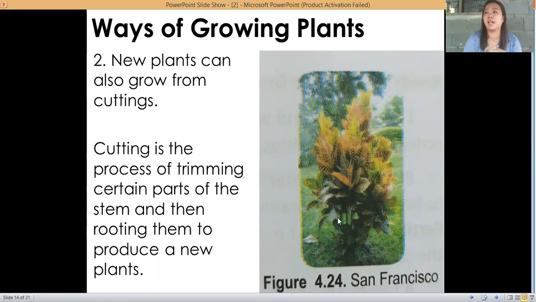So that one is cutting, okay? So first, we can grow plants by planting the seed, and the second one is by cutting. We cut the stem and then plant it in the good soil, water it, and it will grow, okay?